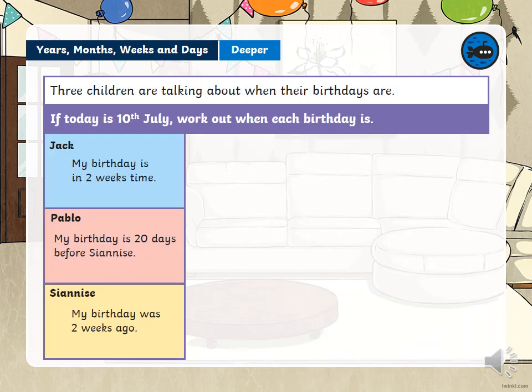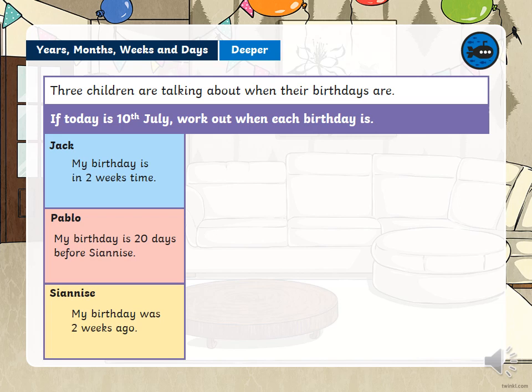Okay. 3 children are talking about when their birthdays are. If today is 10 July, work out when each birthday is. Jack: my birthday is in 2 weeks' time. Pablo: my birthday is in 20 days' time. Shanice: my birthday was 2 weeks ago.